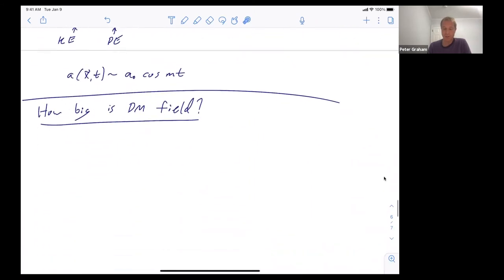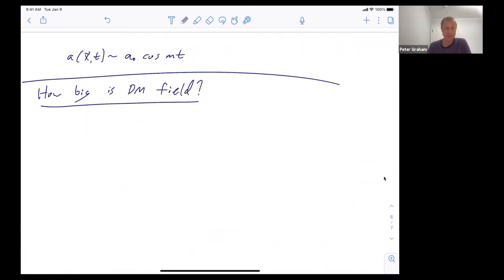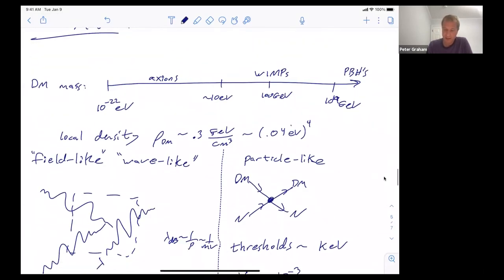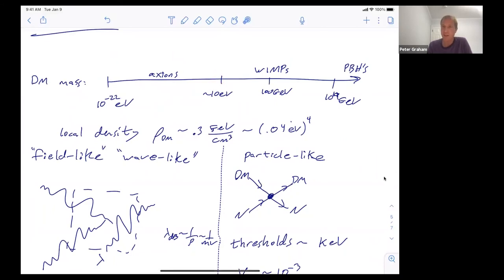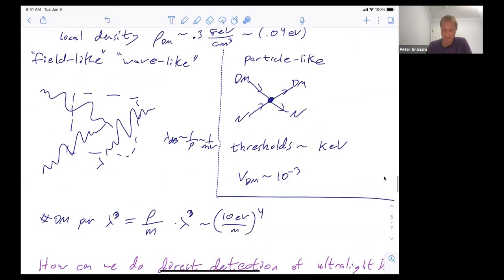So now I just want you to figure out what is this value of A naught. Find an analytic expression for it, but also calculate it numerically, for two cases. If the mass is around one eV, remember that's the upper edge of this ultralight range, the upper edge of where you can even treat it as a classical field. And at the lower edge, so you'll have it bracketed, 10 to the minus 22 eV.